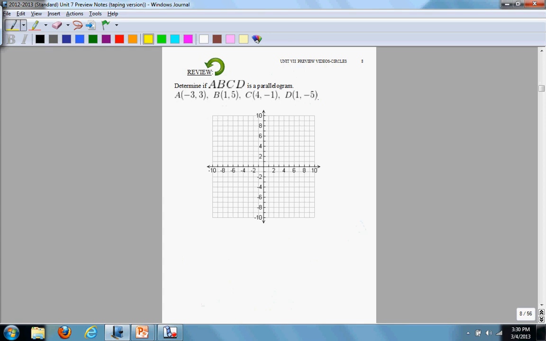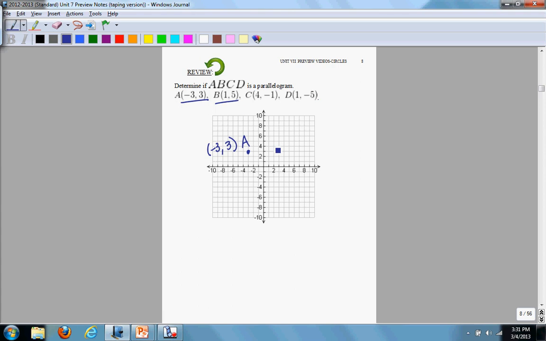Let's do a quick recap of our previous lesson. We have 4 points here. Let's start by graphing. A is at -3, 3. So -3, +3. Every time you put a coordinate, I want both a letter and a coordinate.